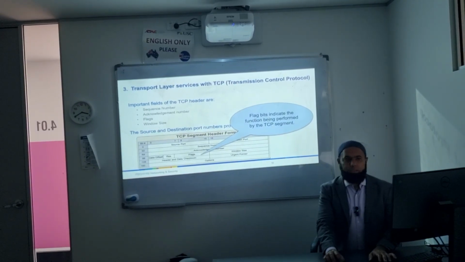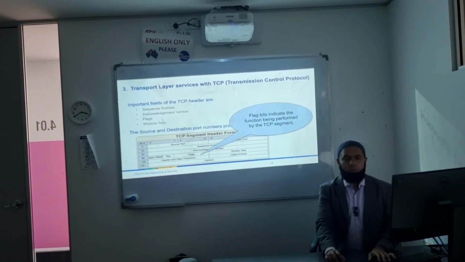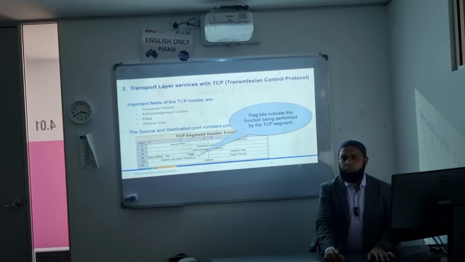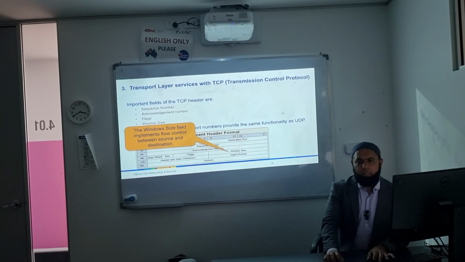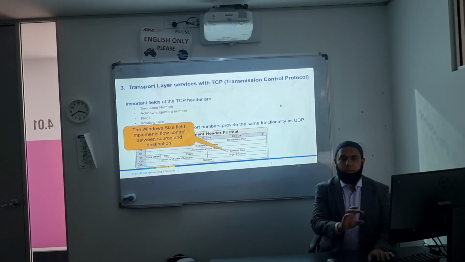Then we have flag bits, and we'll see one by one, all of them, what their main job is. And then we have a window size. So these are the different parts of a TCP header.